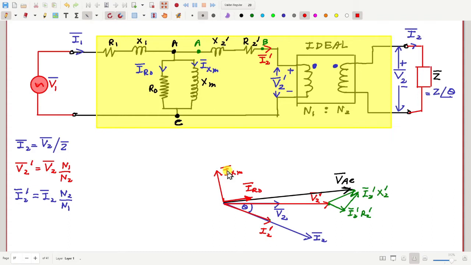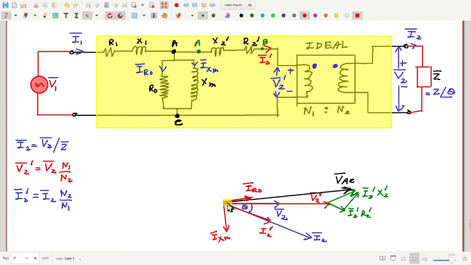Okay, so this actually proves that no student is attending the class. So anyway, I have to continue, because IXM must lag the voltage VAC. I have drawn it leading. I have done it intentionally, but all other mistakes were not intentional. So if you don't point out, I may have some mistakes unintentionally. IXM.